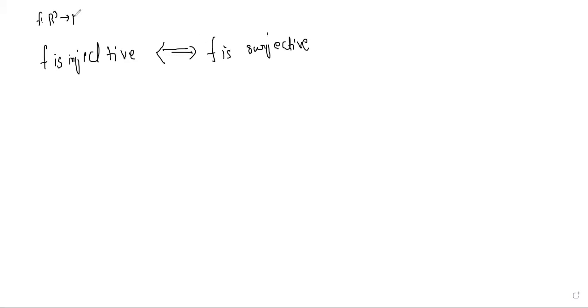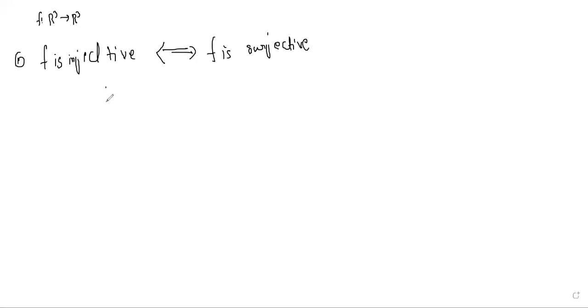So what we have shown is F is injective implies F is surjective. Also, as homework, you can try to show the converse. It's not difficult, it's the same kind of thing. So when you have a linear function from R2 to R2 or R3 to R3 or whatever, injectivity and surjectivity are the same notions. This is what we have proved.